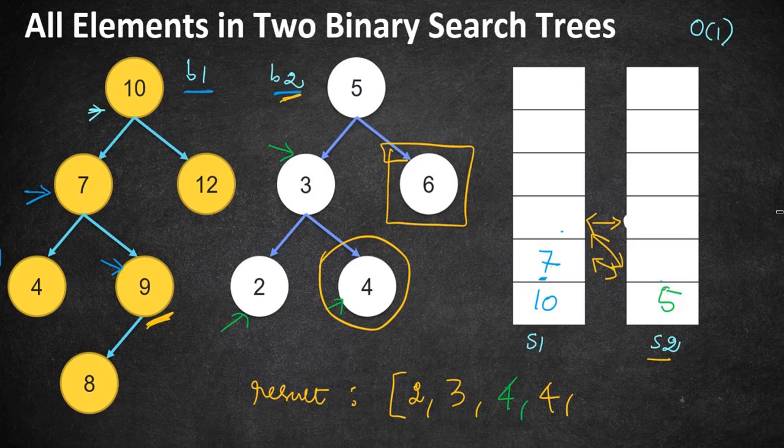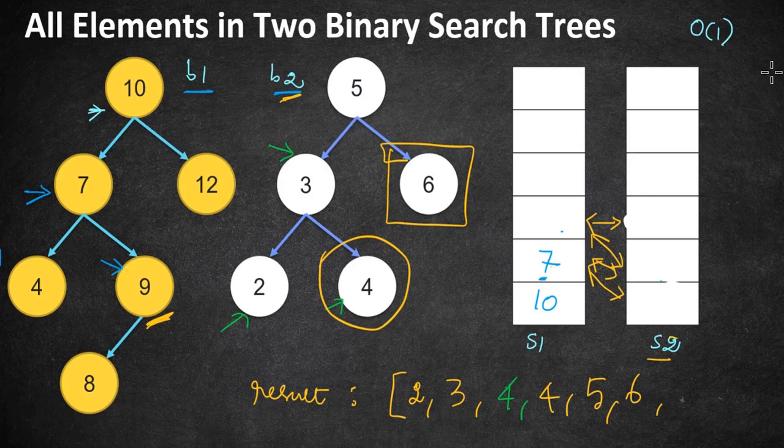So next we are going to compare 7 and 5. Again, 5 is the lesser value, so we are going to add 5 to our result and pop that from our stack. So once it is popped, we are again going to check whether 6 can be inserted. Yes, 6 can be inserted. So we are going to insert 6 to our stack. So let's let the comparison happen again. Out of 7 and 6, 6 is going to be the lesser element, and that is going to be popped from our stack 2. And now we don't have any other elements left in the binary tree 2 to insert to our stack 2.